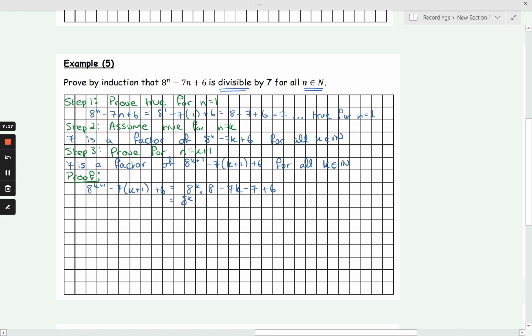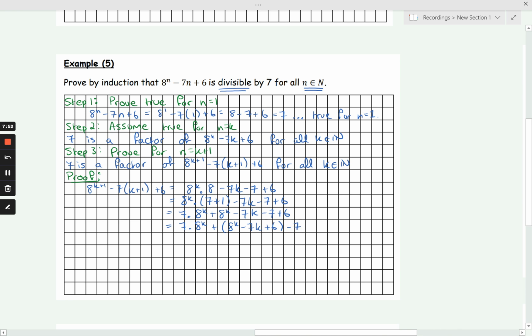Using the same trick as we used in the last example, I'm going to change this 8 to 7 plus 1, which doesn't change its actual value, and multiply it by 8 to the power of k, which means I get 7 by 8 to the power of k, plus 8 to the power of k by 1 gives me 8 to the power of k, minus 7k minus 7 plus 6. And now I'm going to group some of these terms together. So I have 7 by 8 to the power of k, and in brackets I have 8 to the power of k minus 7k plus 6, minus 7.